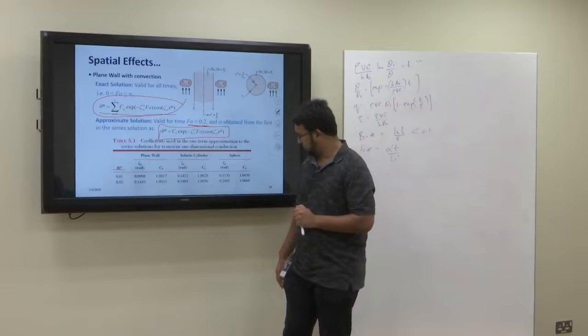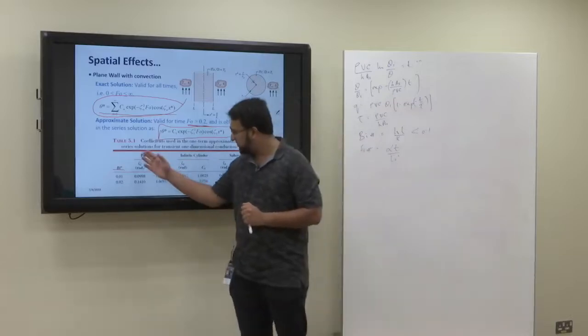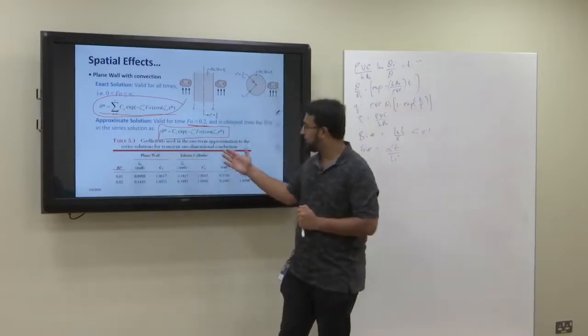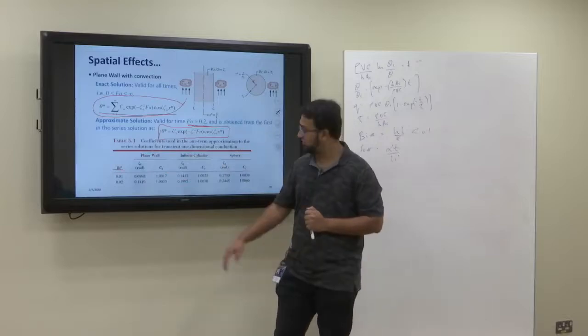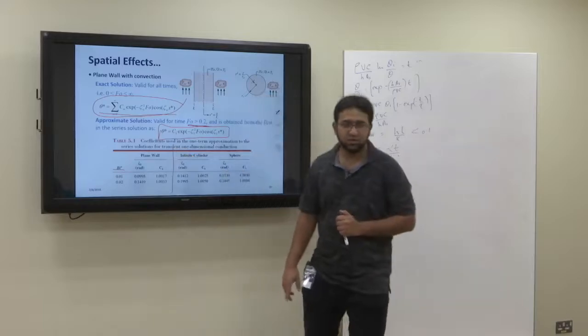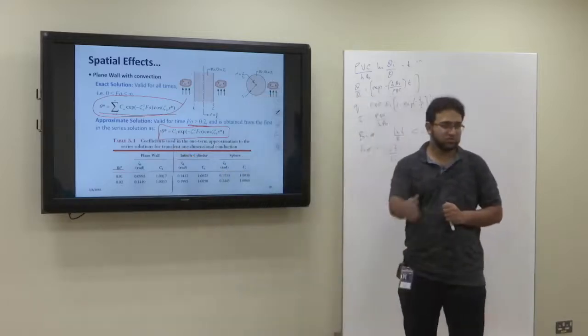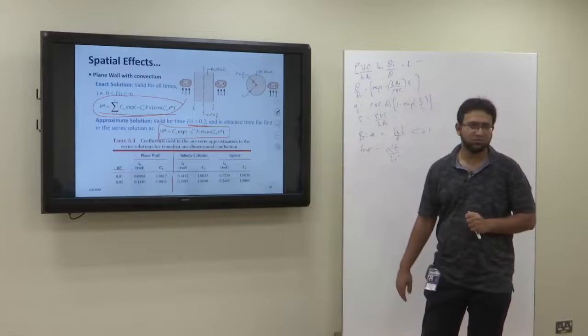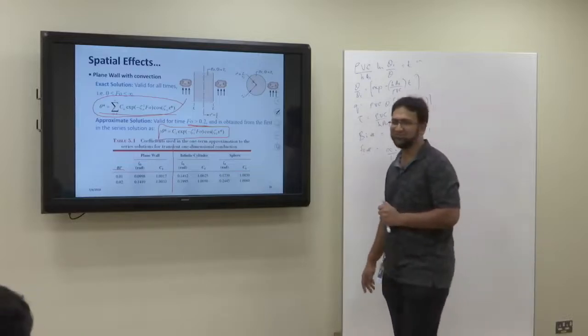In the book, they have given the problems for the plane wall, infinite cylinder and sphere, all three, but here in our lecture we are going to solve only for the plane wall case. For the other cases, if you want to see the solution, the problems are there in the book, and you can go through it yourself.